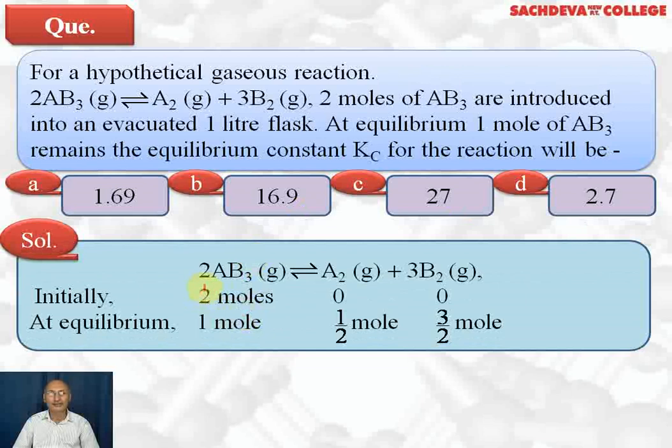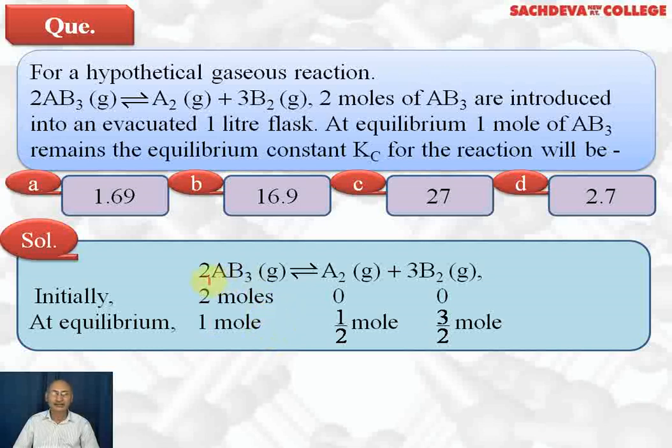First of all, we write the balanced chemical equation. 2AB3 gas gives you A2 gas plus 3B2 gas. Initially, 2 moles of AB3 was present and no product was formed. Therefore, initially we take the concentration of A2 as well as B2 as 0. At equilibrium, 1 mole of AB3 remains. Now, how much AB3 has reacted? 2 moles we had, 1 mole has remained, so it means 1 mole has reacted.